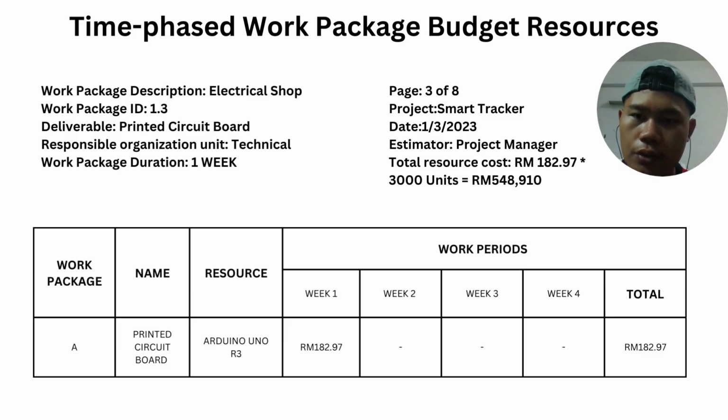And for printed circuit board, the package ID is 1.3. The responsible organization unit is technical. Work package duration is 1 week. The work package is A, and the resource we got for the printed circuit board is the Arduino Uno R3. The total resource cost is 182 ringgit 97 cents, and we do it in 1 week.